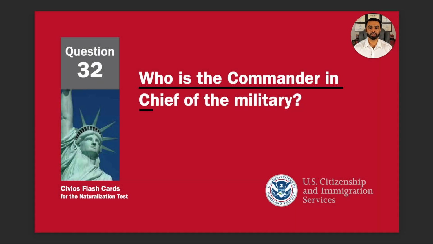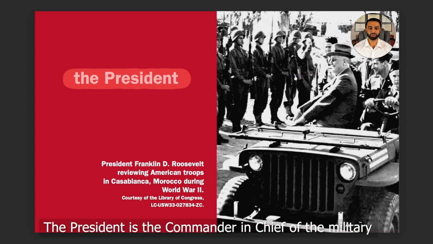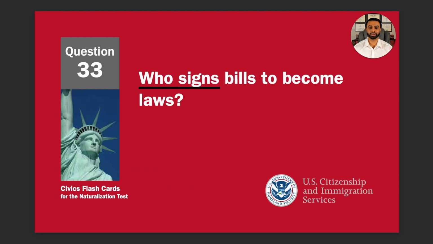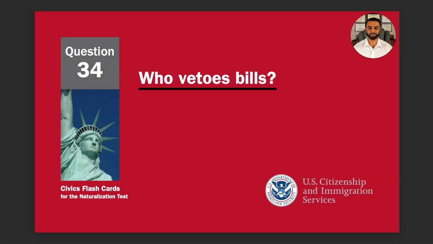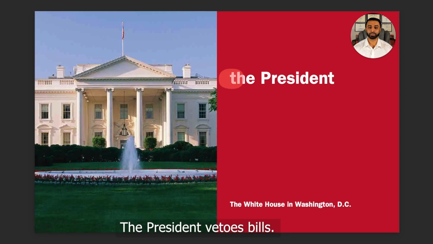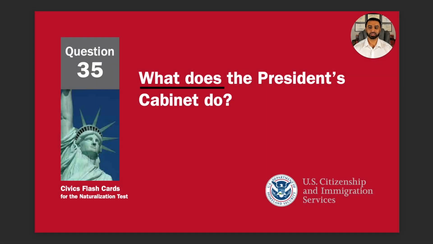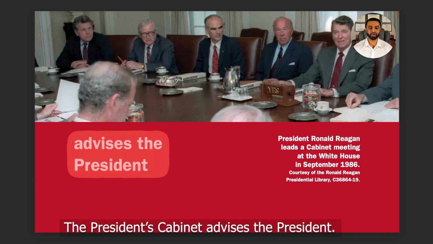Who is the commander-in-chief of the military? The president is the commander-in-chief of the military. Who signs bills to become laws? The president signs bills to become laws. Who vetoes bills? The president vetoes bills. What does the president's cabinet do? The president's cabinet advises the president.